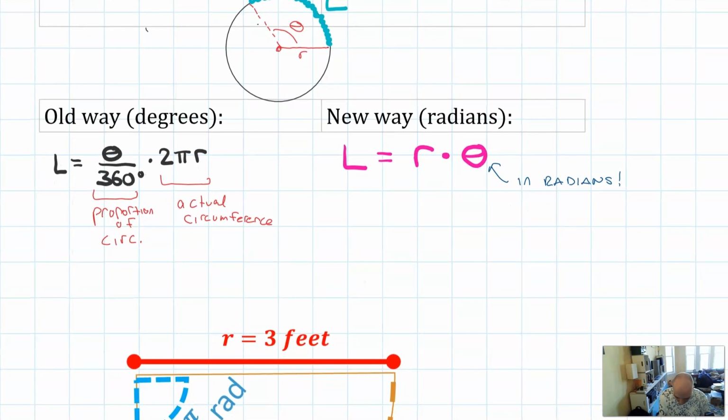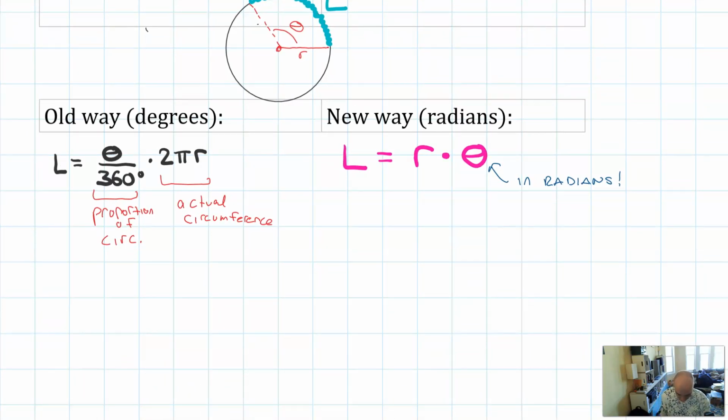Let me take the old arc length formula and rearrange it for you one more time. So this is saying L is equal to theta times 2 pi over 360 times r, right? Same formula. Well, that's theta times r times pi over 180. Guess what this pi over 180 is basically doing? It's converting theta to radians.